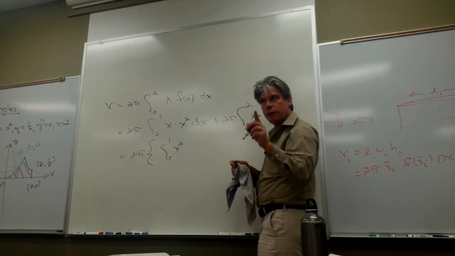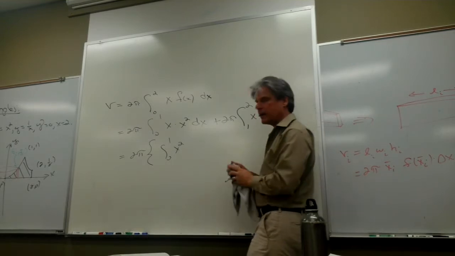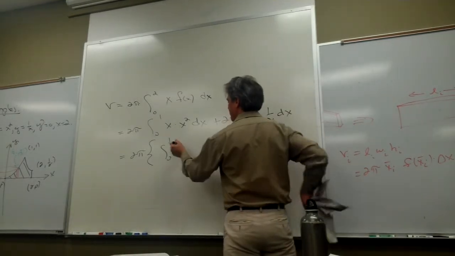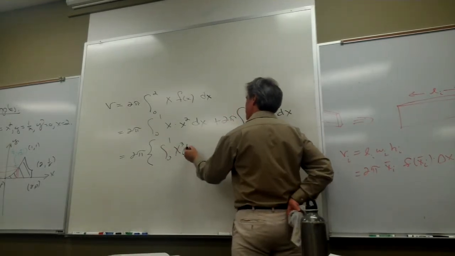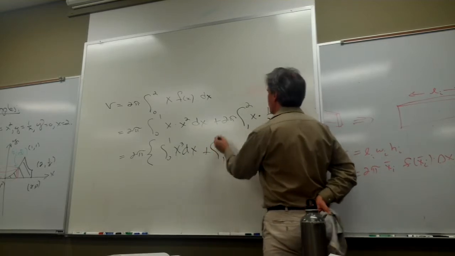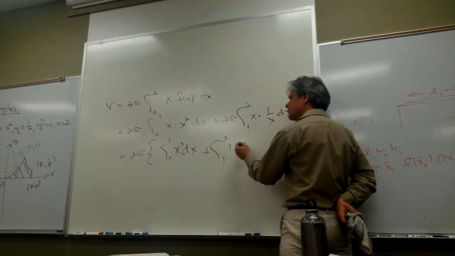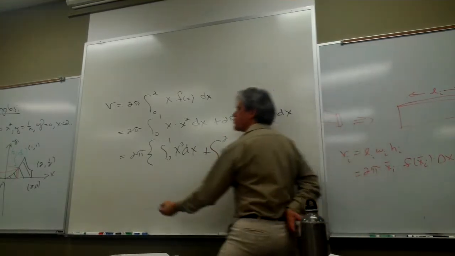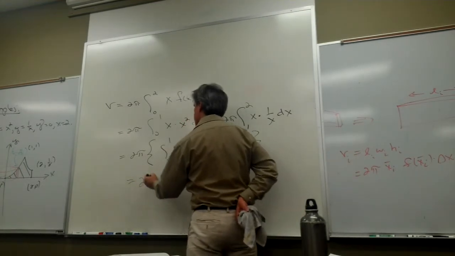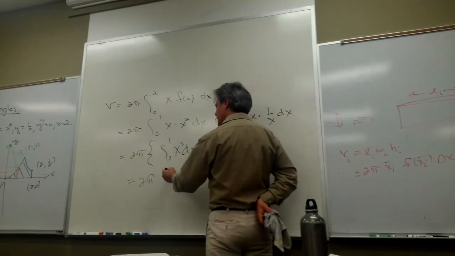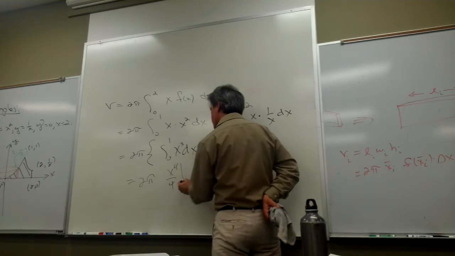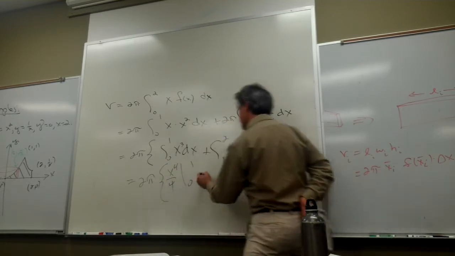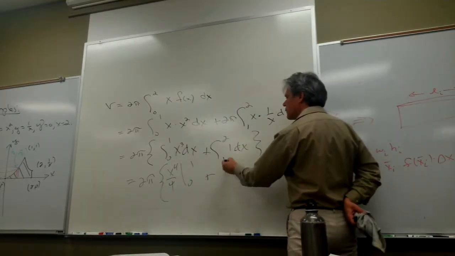Now, carefully listen to what I say. Don't look at what I write. Plus, from 1 to 2, is that just simply 1? Or shall I say, I got 2 pi times x to the 4th over 4 from 0 to 1? Plus, is that just simply an x from 1 to 2?